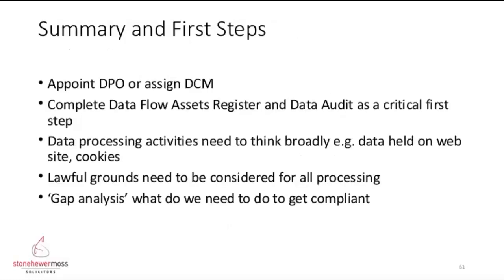Okay, so finally, summary and first steps. You need to appoint a DPO or a DPM, somebody to look after your affairs for you. Get them to do that audit and complete the register, Article 30, which is available on the ICO's website. Think broadly about where your data is and, you know, cookies, websites, and all that kind of thing. Where do you keep data hidden away? It's usually lurking somewhere you don't necessarily think of.